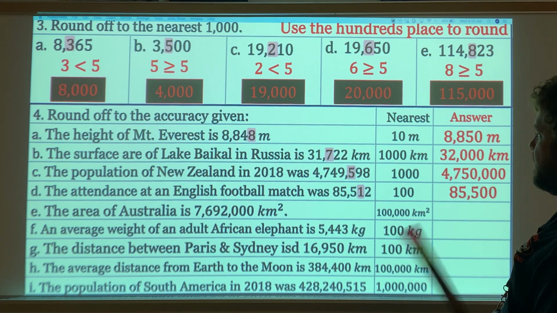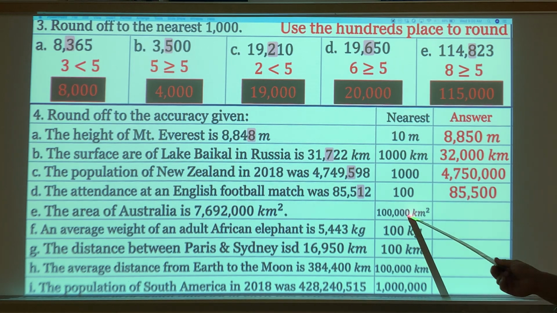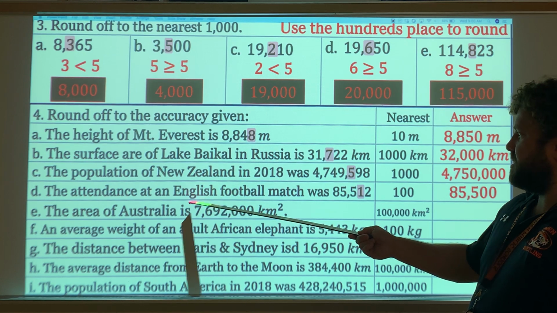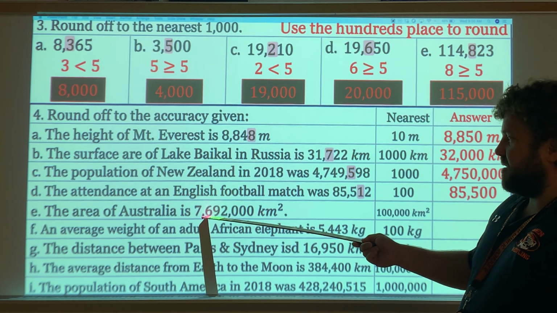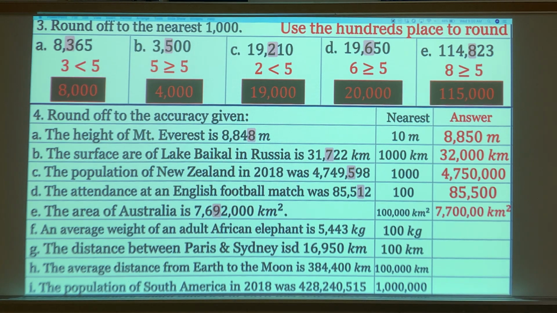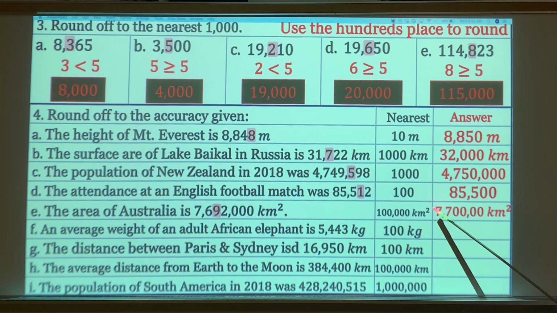Area of Australia is 7,692,000 kilometers squared. Round to the nearest 100,000 kilometers. That's your 100,000, so it's 7,600,000 or 7,700,000. We're going to use the 10,000 place to round. The 9 is greater than 5. So this rounds 76 up to 77, so 7.7 million square kilometers.